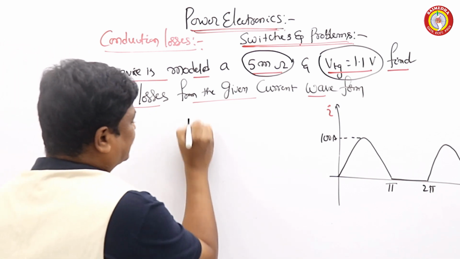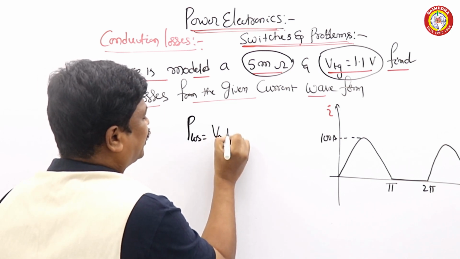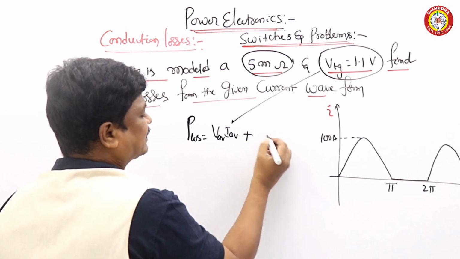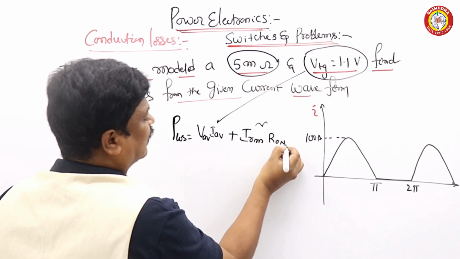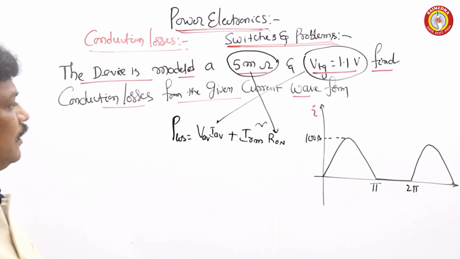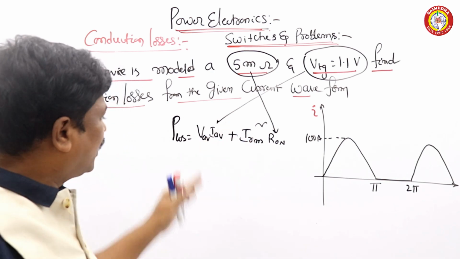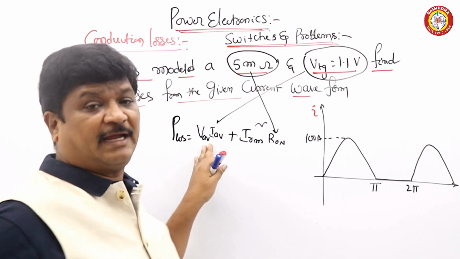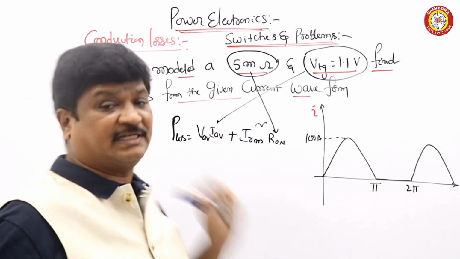So what is the total power loss here? Total power loss is equal to V average into I average due to this, plus IRMS square into R on due to this. The device is not given. If it is a MOSFET, we can take only I square R on. If it is a BJT, we can take only VI. If it is a diode, we have to take the combination. If it is an SCR, we have to take the combination.